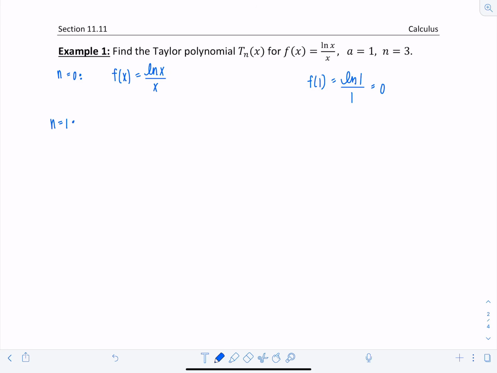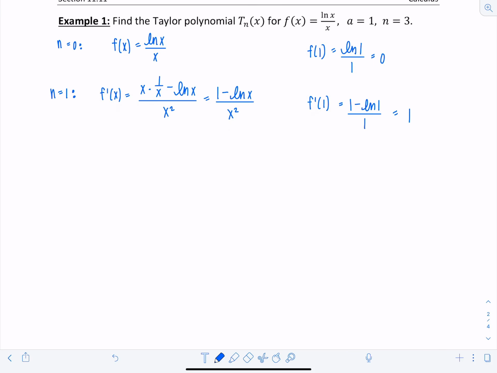Okay, if n is equal to 1, then f prime of x is going to be x times the derivative of ln of x minus ln of x over x squared. So I'm just going to have 1 minus natural log of x over x squared. So then f prime of 1 is going to be 1 minus natural log of 1 over 1, which is 1 minus 0 over 1. 1. Good. Now we need 2 more.